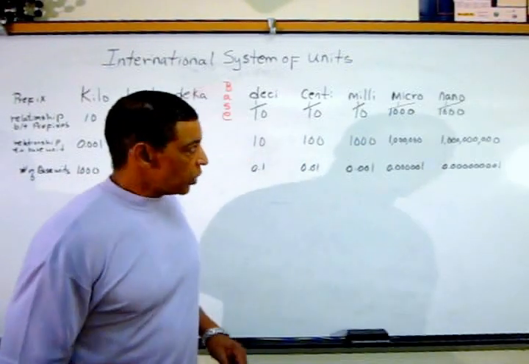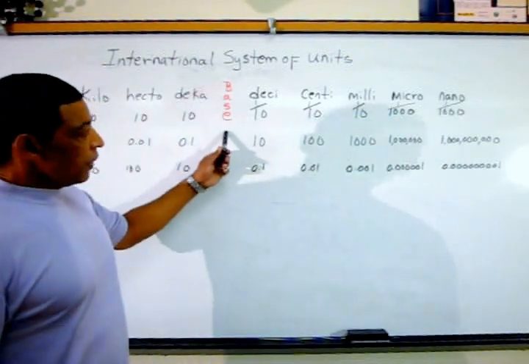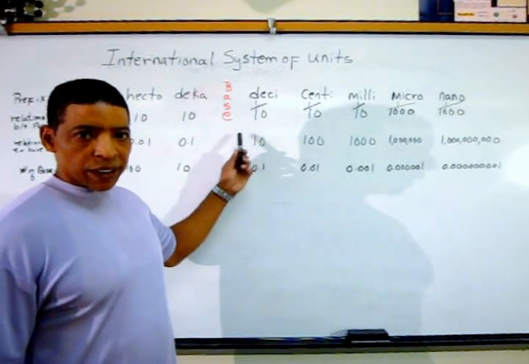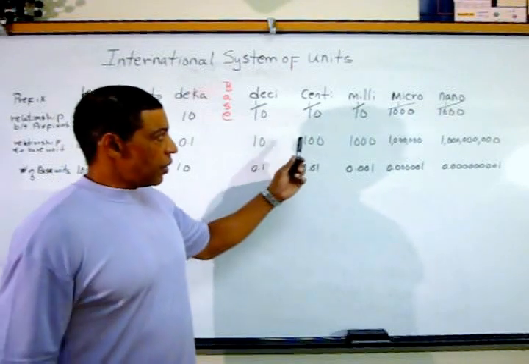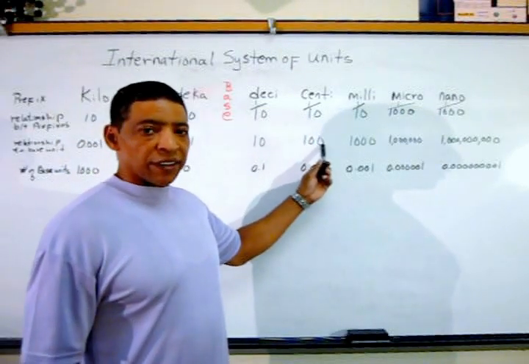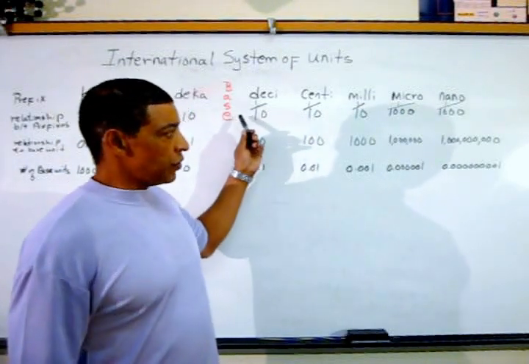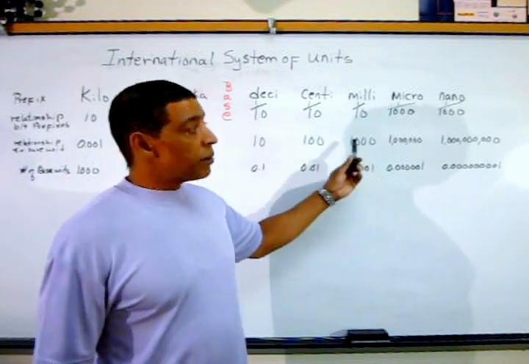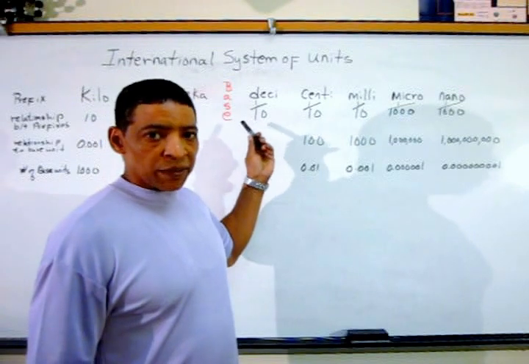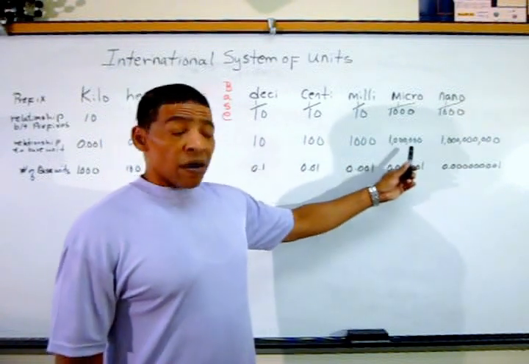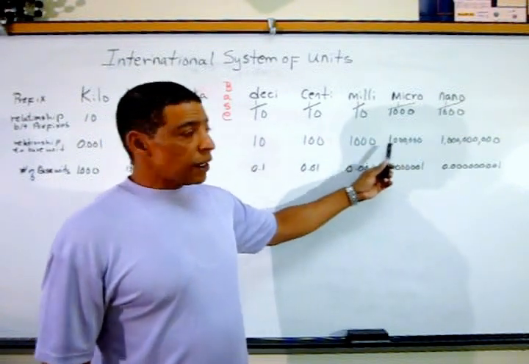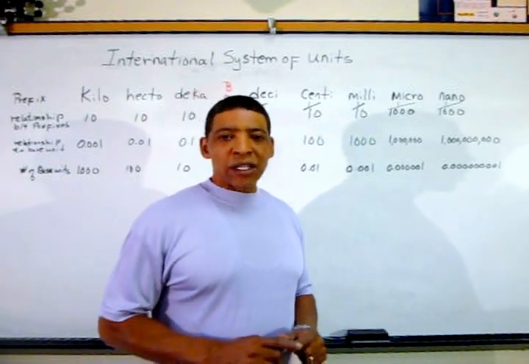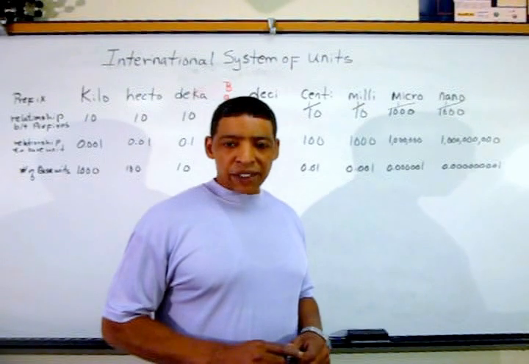In relation to the base unit, there are 10 deci in one base unit. There are 100 centi in one base unit. There are 1,000 milli in one base unit. There are 1,000,000 micro in one base unit, and there are 1,000,000,000 nano per base unit.